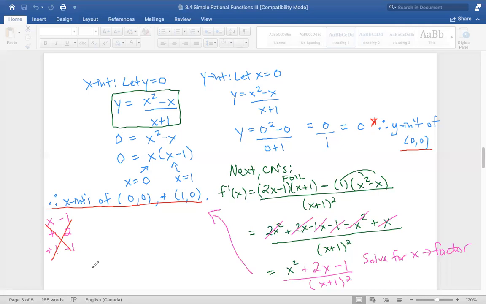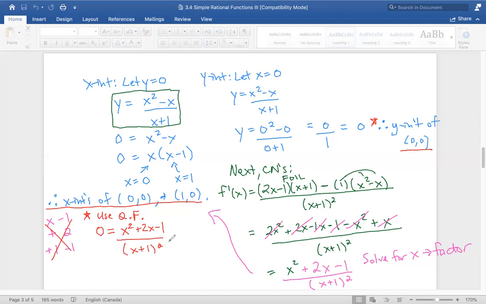So when I can't simple trinomial factor, what's left, guys? I have to use the quadratic formula now. A little bit more work. Hopefully we're faster at it than we were when we originally learned it in grade 10. So again, technically I should show that I'm setting my first derivative equal to 0. So 0 equals x squared plus 2x minus 1 over x plus 1 squared, before I solve for x.